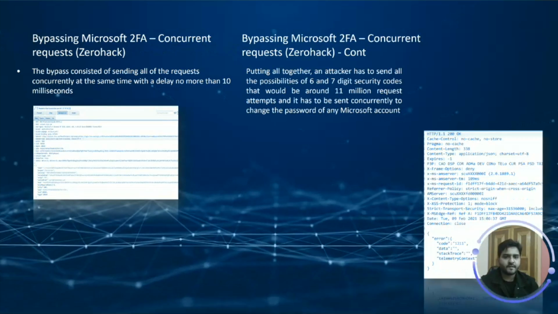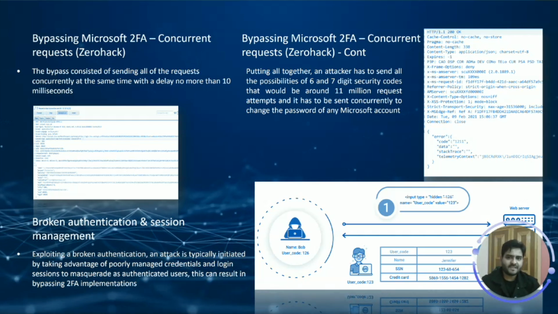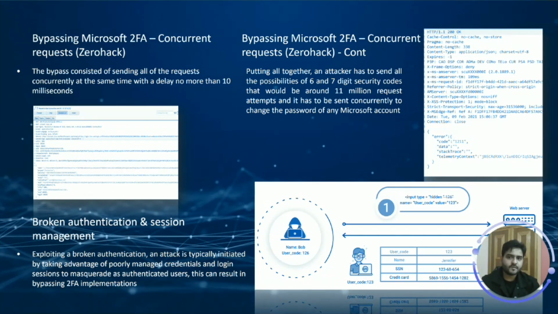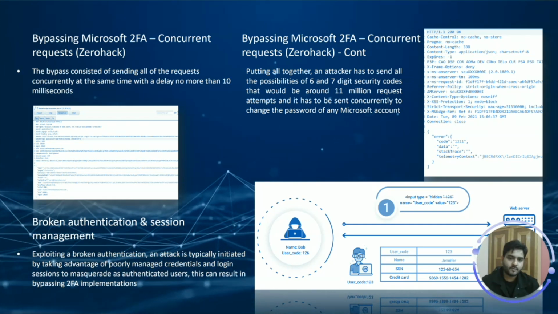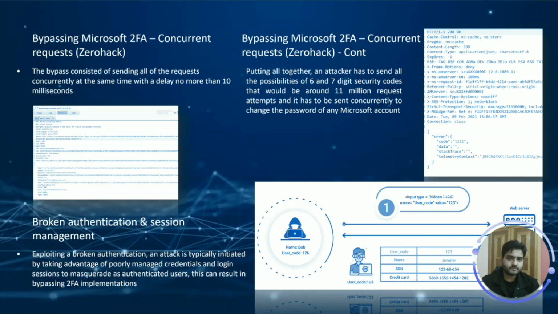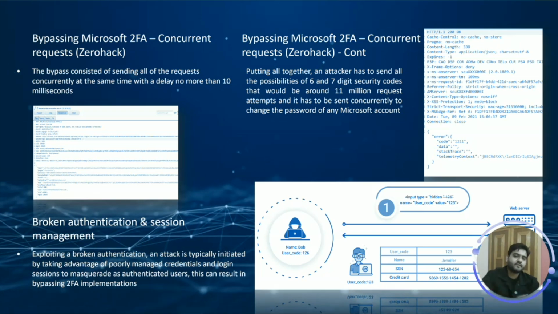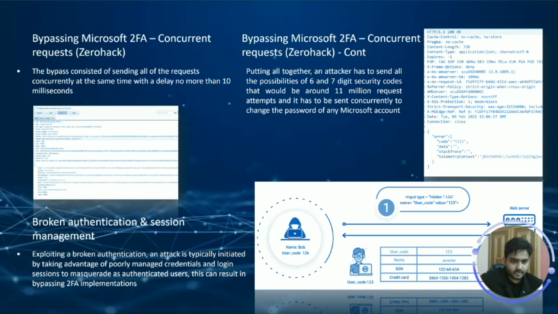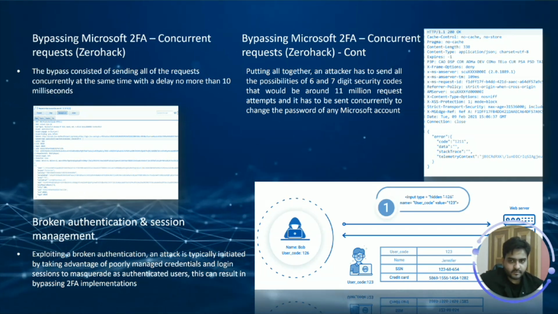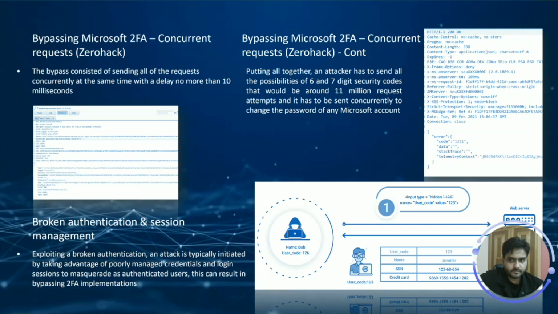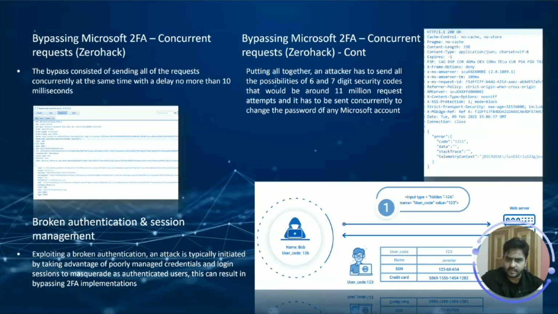Now, this was very, very fun to do because this bypass basically consisted of sending all of those requests concurrently, at the same time, with no more than a 10 millisecond delay. There were two vulnerabilities involved in this. One was that Microsoft was not identifying if the IP address is a decoy or not. The second was that Microsoft was not identifying if there were concurrent requests on a single account or not.